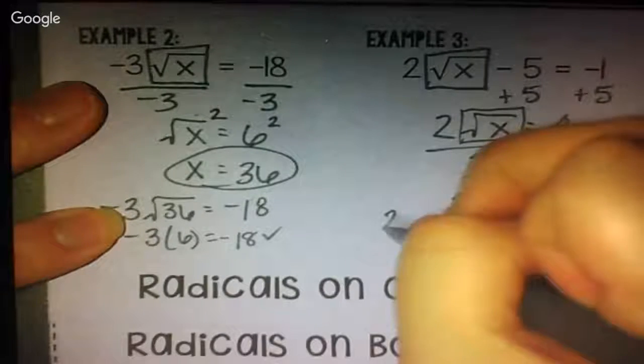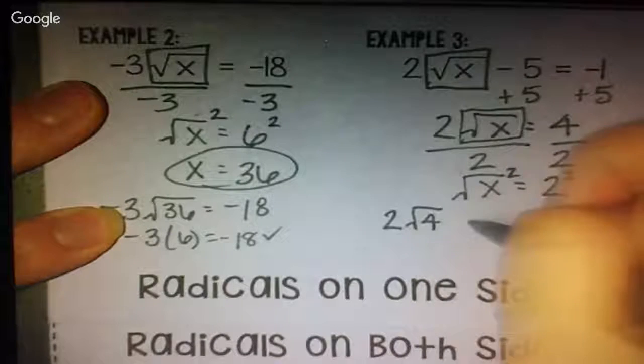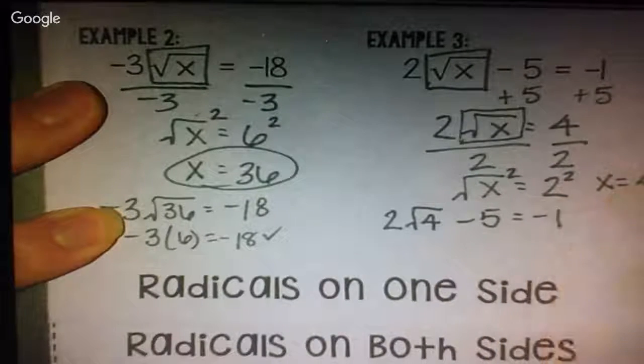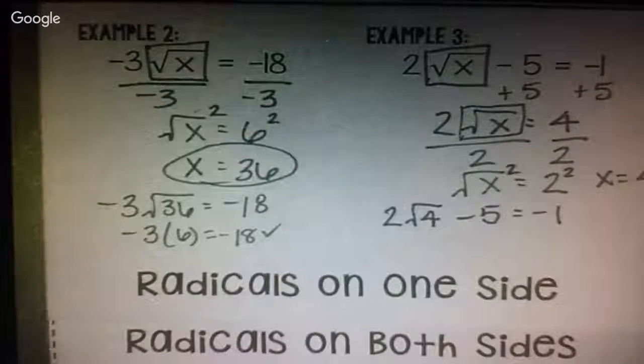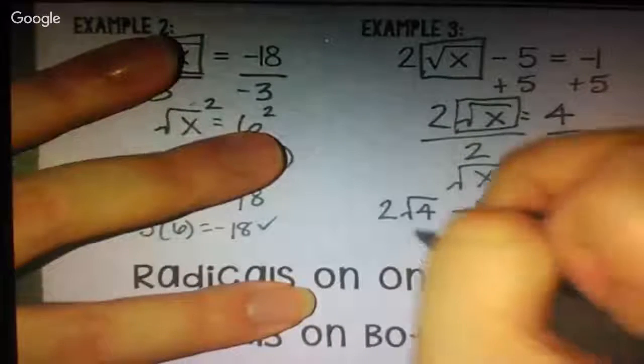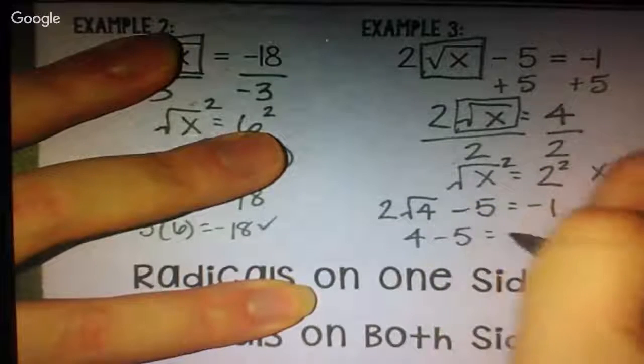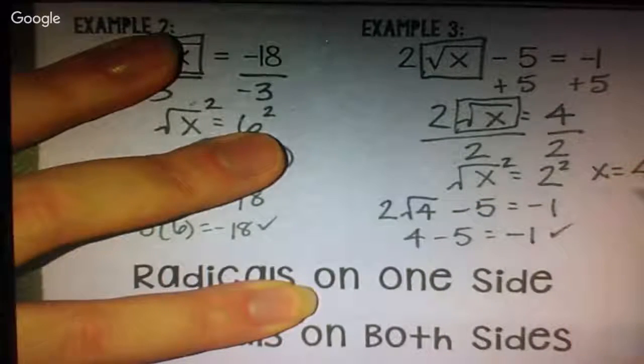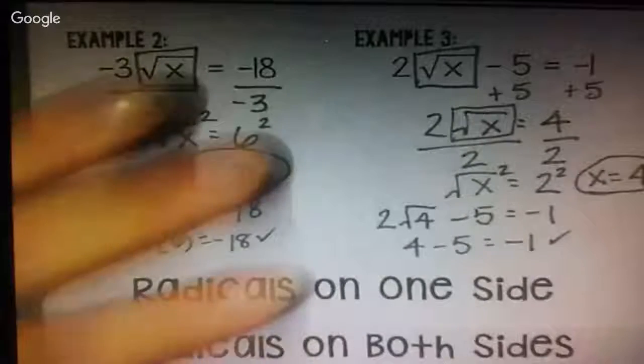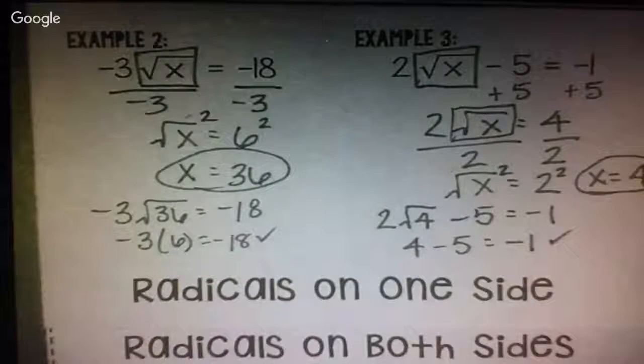Again, plug it in and make sure it works. So 2 times the square root of 4 minus 5. Well, what's 2 times the square root of 4? 4. And 4 minus 5 is? Negative 1. So, yes, this works. And x equals 4. When you plug it back in, you get the square root of 4 is 2. You've got 2 times 2.